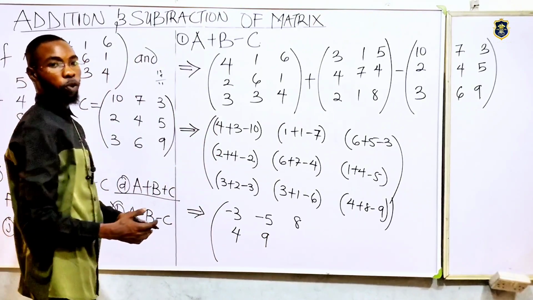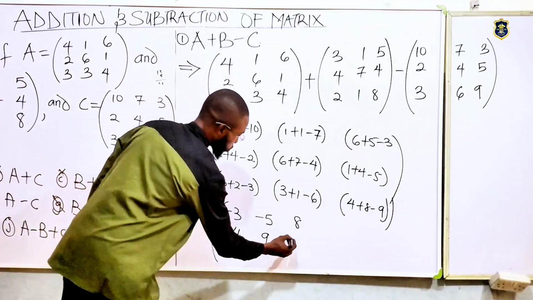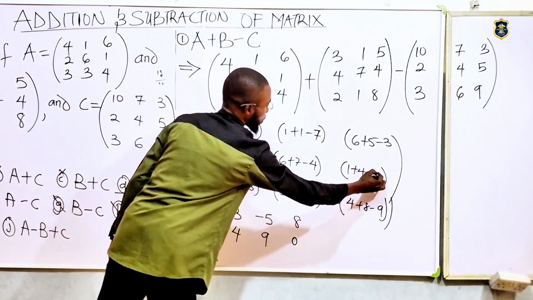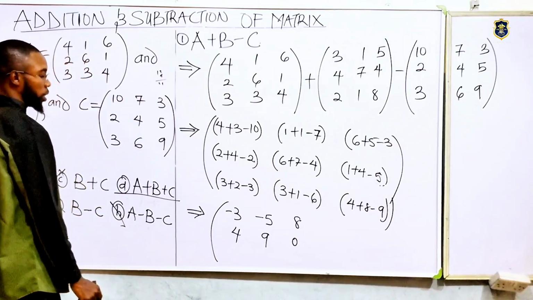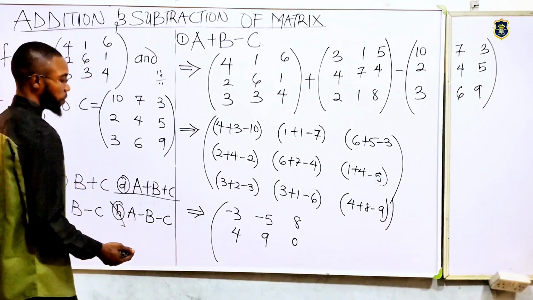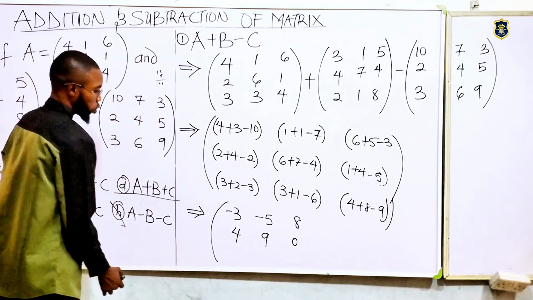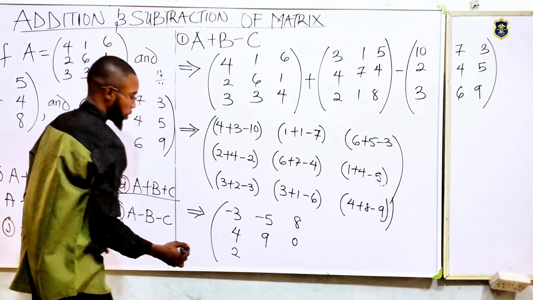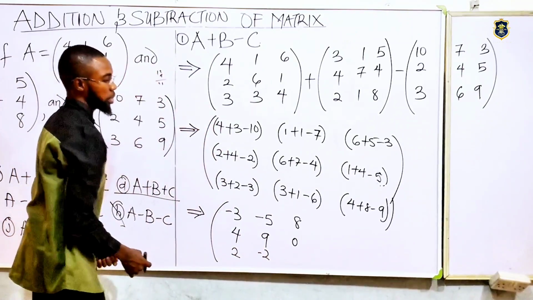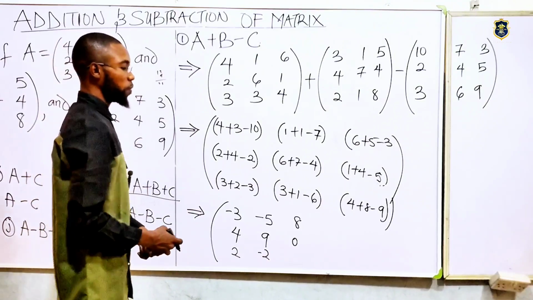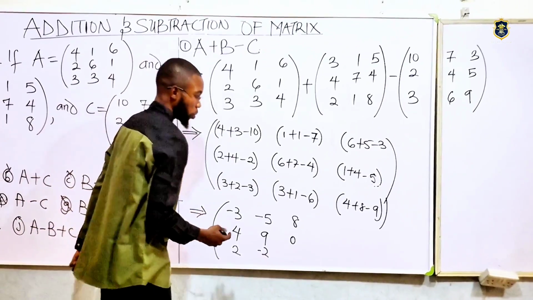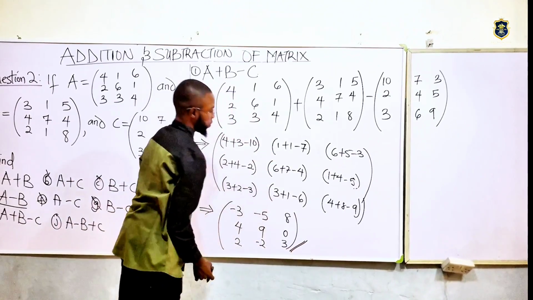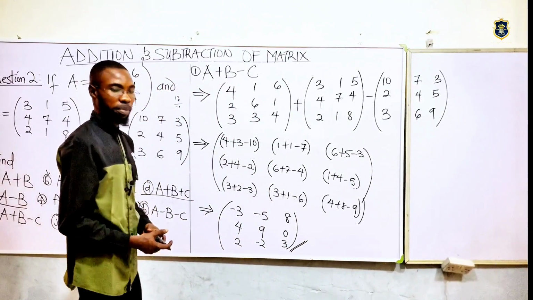And then 1 plus 4 is 5, 5 minus 5, that should be 0. Then 3 plus 2 is also 5, 5 minus 3 should be 2. Then 3 plus 1, which is 4 minus 6, that's minus 2. Then lastly, 4 plus 8, that's 12. 12 minus 9 should be 3. So this brings us the final answer of A plus B minus C.